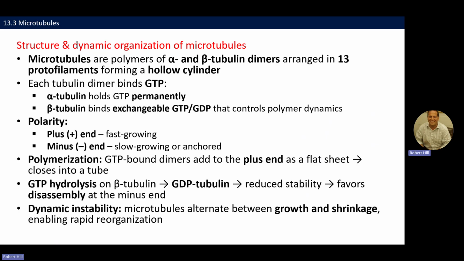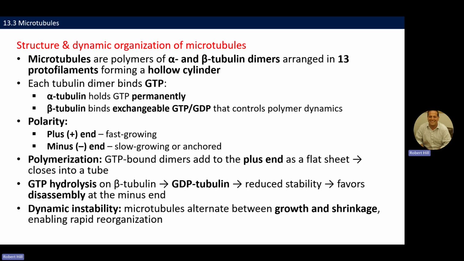All right, so they're cylindrical polymers, and they're built from alpha and beta tubulin dimers. They're arranged head to tail into 13 protofilaments that form this hollow tube. So, what is a protofilament? Well, if a microtubule is like a hollow metal pipe, then think of the protofilaments as individual metal strips that wrap around in a helical shape to create the pipe.